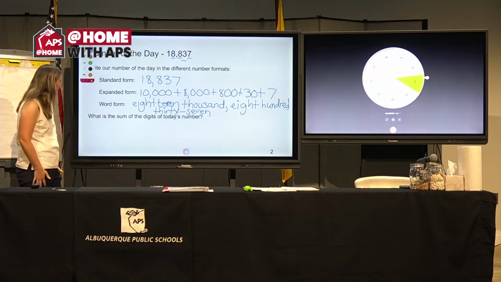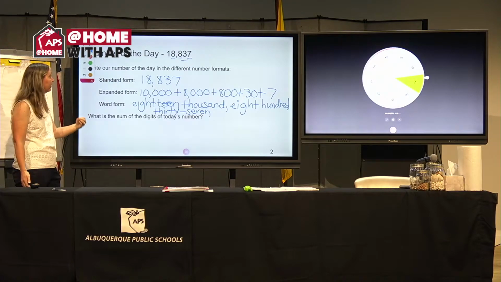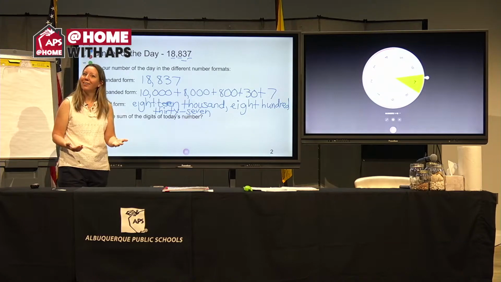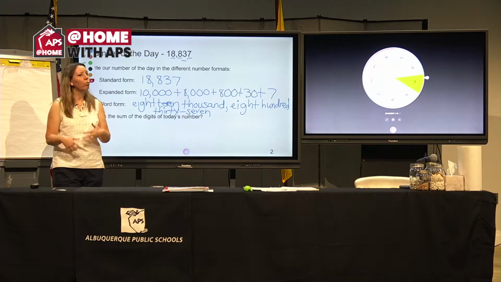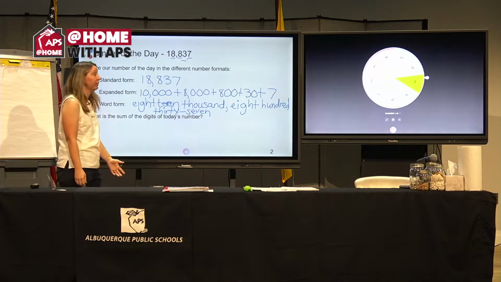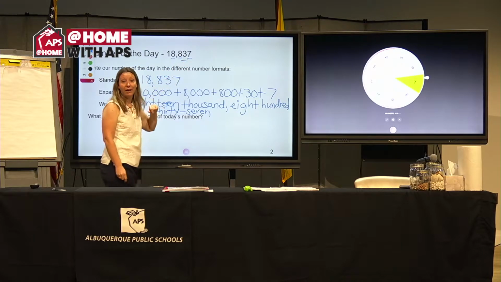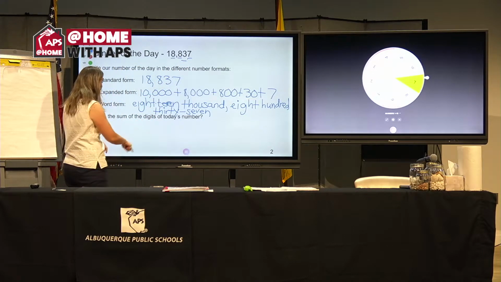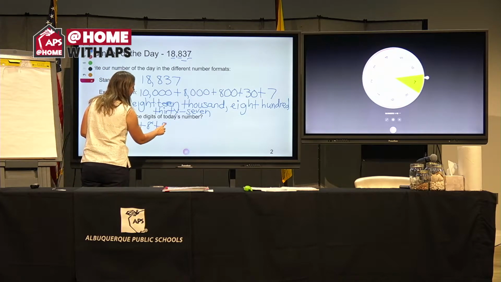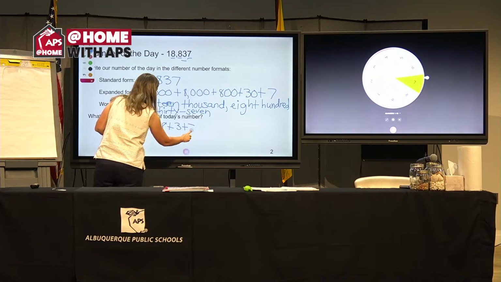The next activity asks us, what is the sum of the digits of today's numbers? How do I figure out the sum? Good, we have to add. What do we add? We add all the digits. So I have a 1, an 8, an 8, a 3, and a 7. So we have to add all those digits. So I'm going to add them. 1 plus 8 plus 8 plus 3 plus 7.